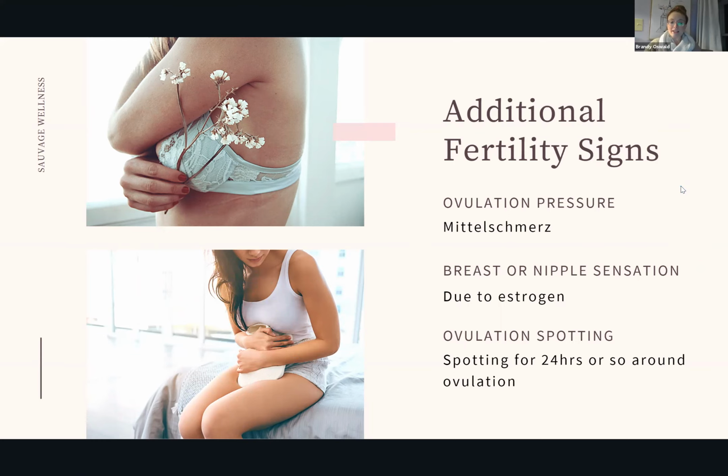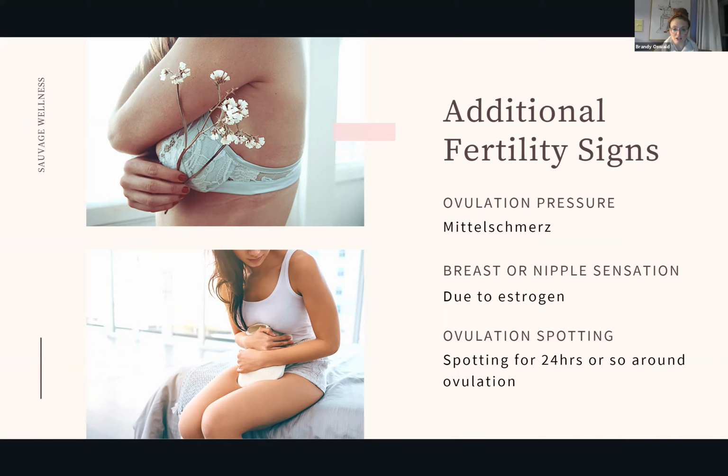So one additional fertility sign is something called Mittelschmerz or ovulation pressure. One side or the other, you might feel pressure for a couple of moments, I should say, to 24 hours around ovulation. This can be from the swelling of that ovarian follicle or even the bursting of it out of the ovary. You might also notice breast or nipple sensation.